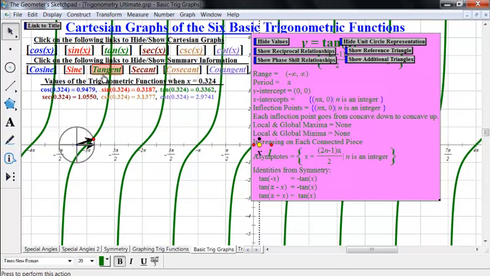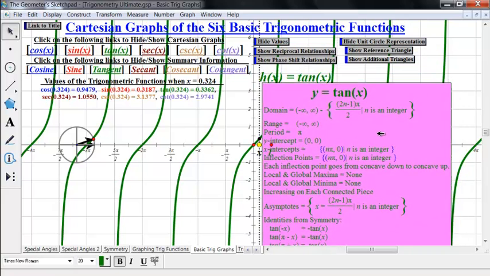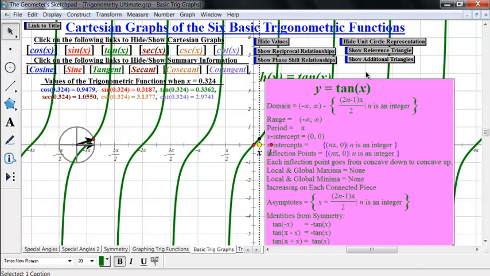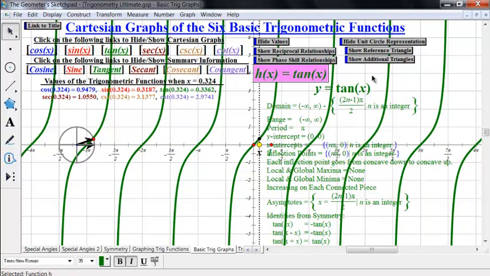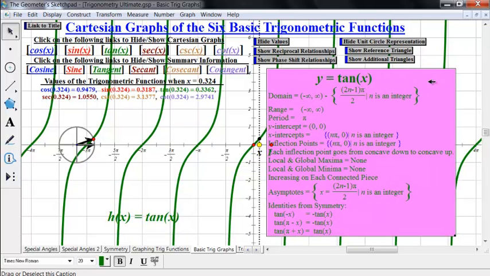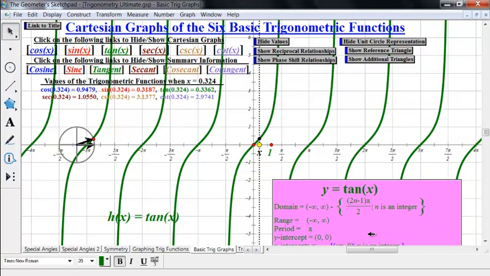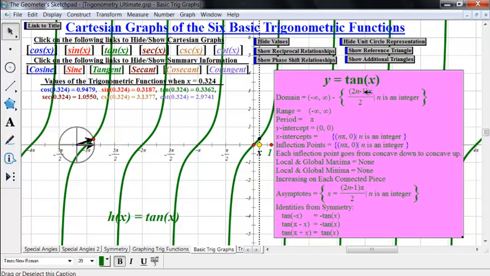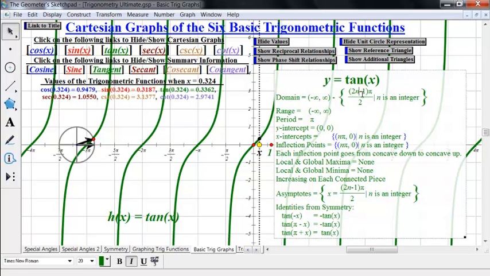So let's kind of summarize some of the important things about tangent. So we have y equals tangent of x. We have the domain is all reals except for the places where it has asymptotes and where it's undefined. And so those would happen at odd multiples of pi over 2. So you could write that as 2n minus 1, or you could write that as 2n plus 1. It could be written either way right there.